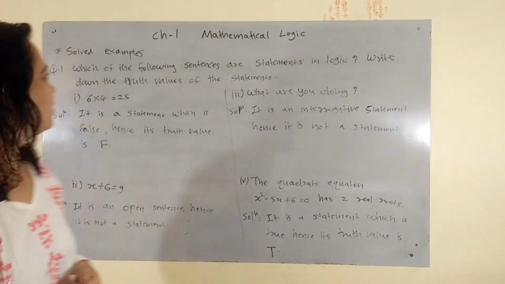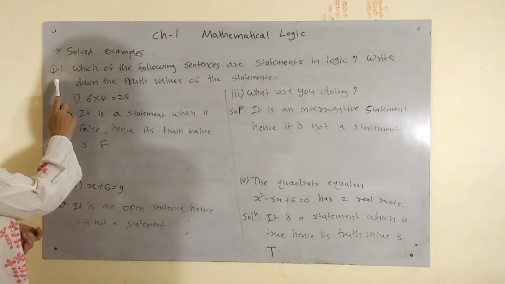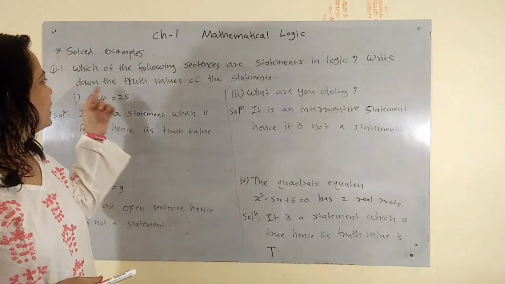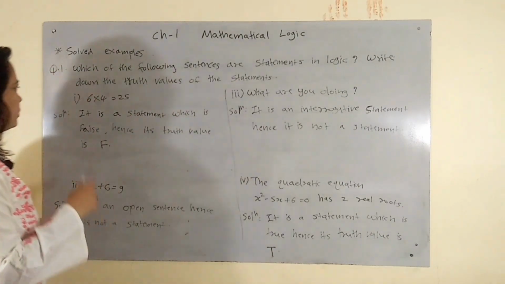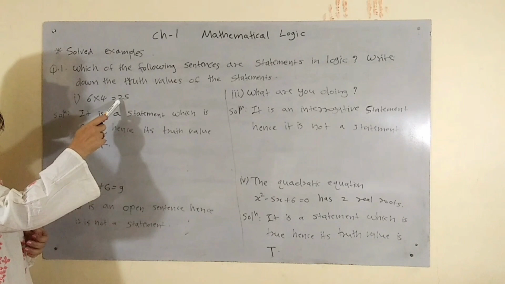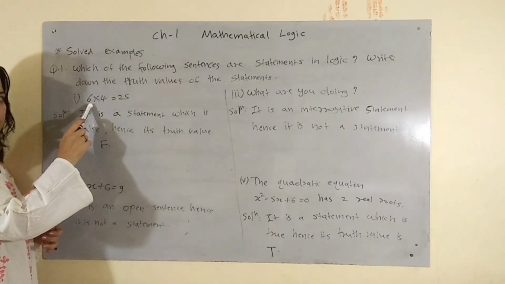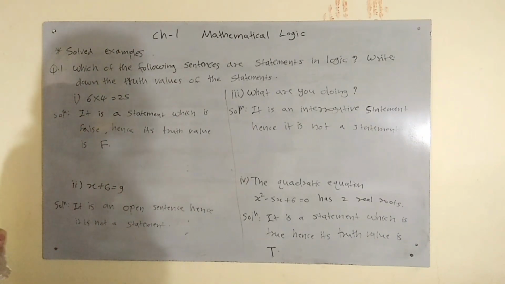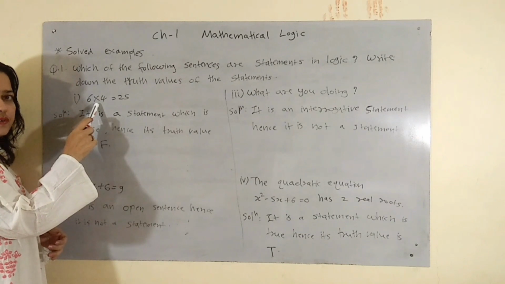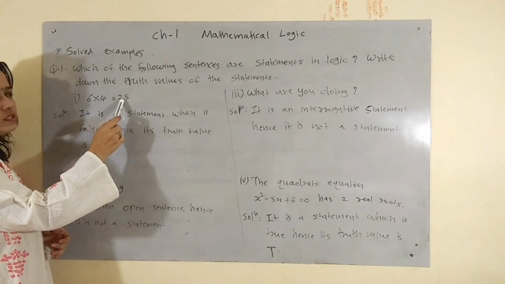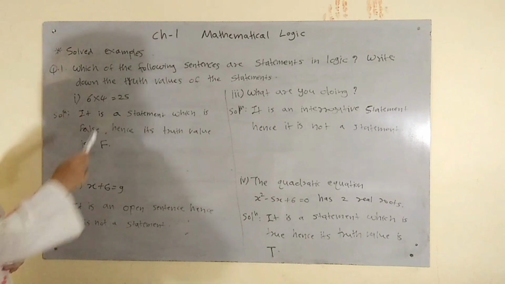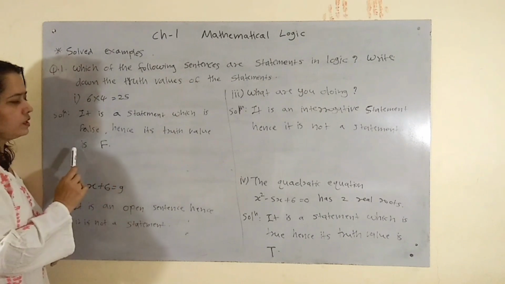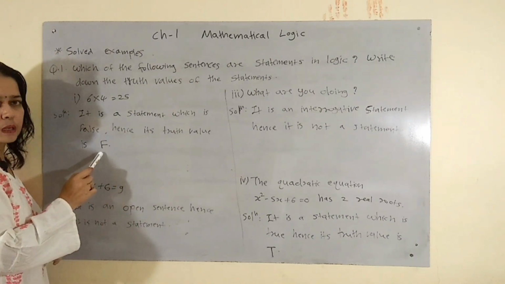So let's take a look at solved examples. Our first example: which of the following sentences are statements in logic, and write down their truth values. The first is 6 into 4 is equal to 25. This is a simple statement, but is it true or false? 6 into 4 is equal to 24, but here 25 is given. So it is a statement which is false, hence its truth value is false, denoted by capital F.